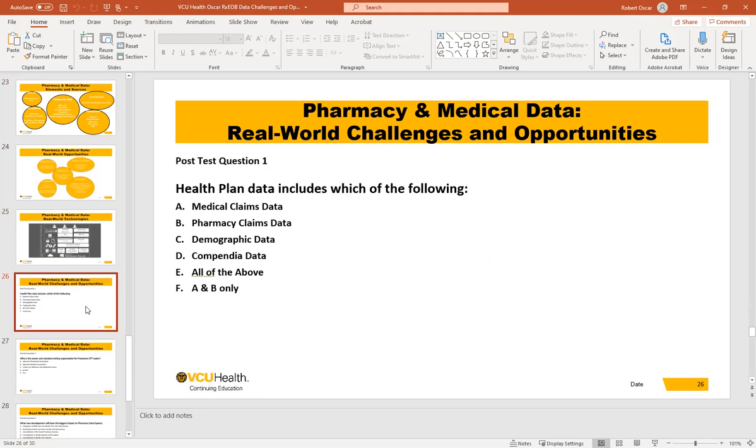post-test questions. So maybe we could sort of ask these questions again. Health plan data really includes, obviously, claims data, right? So you just want to have a guess at what you think this is, and when you're putting together a health plan electronic data warehouse, what is it you're going to be putting in there? Is it going to be just the medical claims, just the pharmacy claims, just the demographic data, those kinds of things? See if you guys want to.